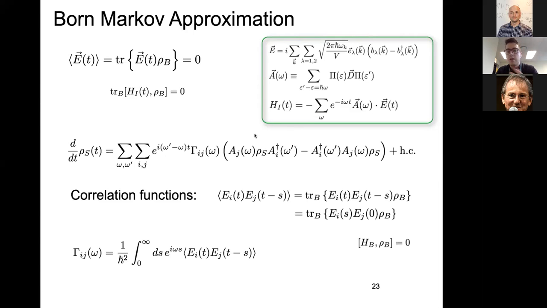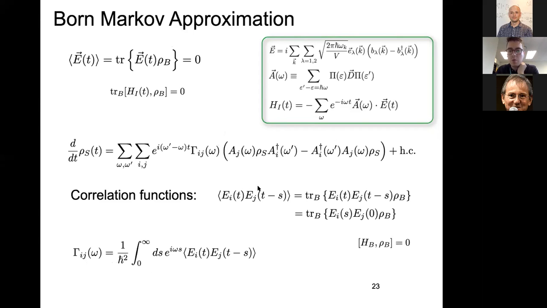I'm not going into the details, but you can expand this out explicitly in terms of each of the components of these vectors, and then show that you obtain a master equation of this form, an equation of motion for our reduced density matrix of S, under the Born-Markov approximation. Okay, so the way that we can proceed from this point is by noting that this gamma coefficient is the one-sided Fourier transform of our reservoir correlation functions.